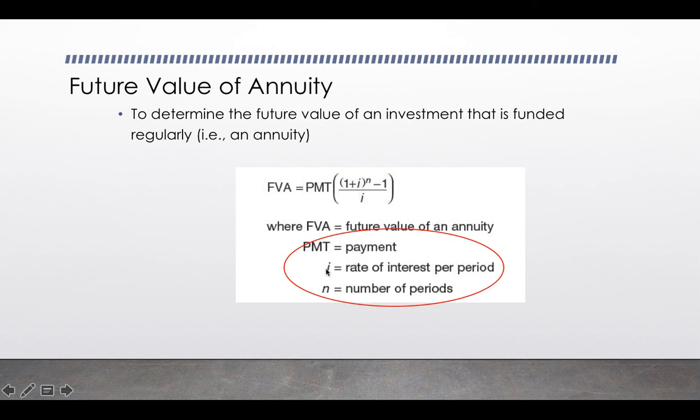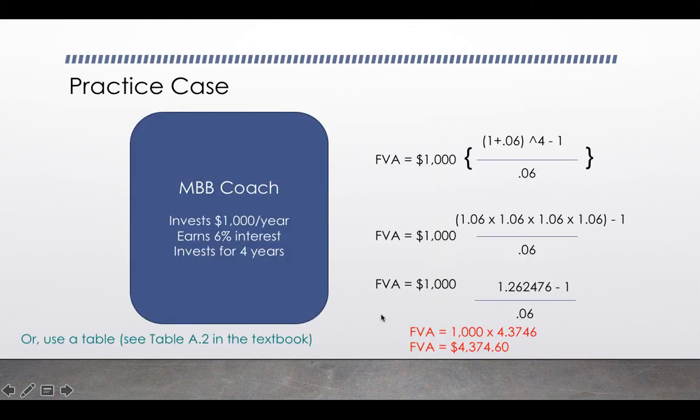But essentially the information we need to calculate future value of an annuity looks very similar to what we needed to calculate future value of a one-time payment. So we need to know what the payment is. We need to know the interest rate, or the predicted interest rate, over that period. And then we need to know the number of periods. Okay? Let's go look at an example here.